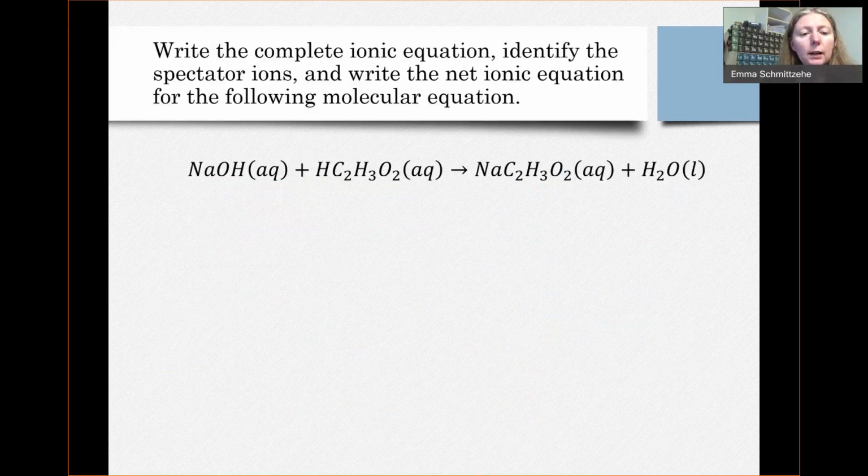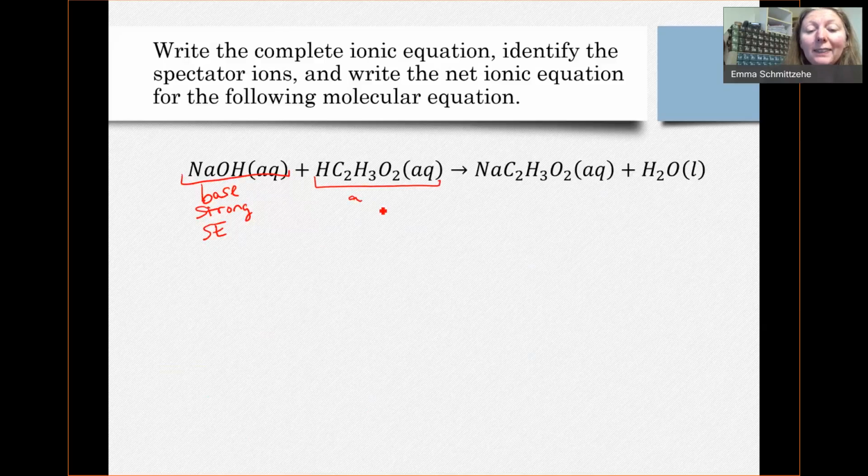So this last one, I've got NaOH, and we're going to identify that that's a base. Okay, and specifically that is a strong base. Again, acids and bases, if you don't know which ones are strong, you look up a list of them, okay? And then, so if that's a strong base, it is a strong electrolyte. And then we have acetic acid. It's an acid. And that specifically is a weak acid. And so that is a weak electrolyte.